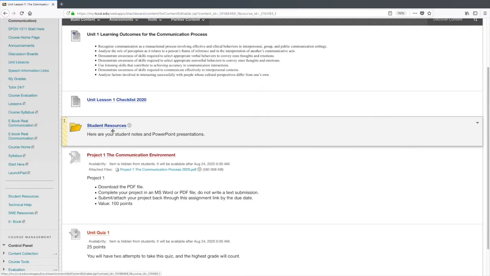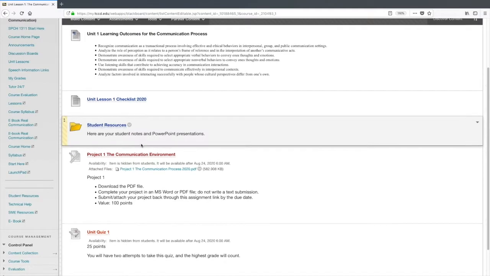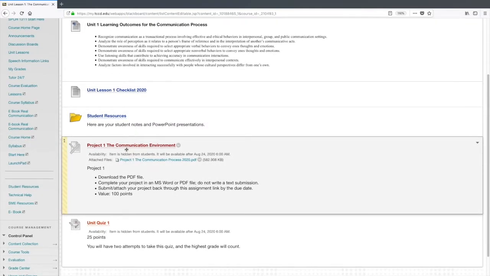this is the student resources. This is where you're going to find the student notes and PowerPoint presentations for chapters 1 through 7. This is the communication environment. This is your first written project. So I'm going to go ahead and click on this PDF file about project 1.